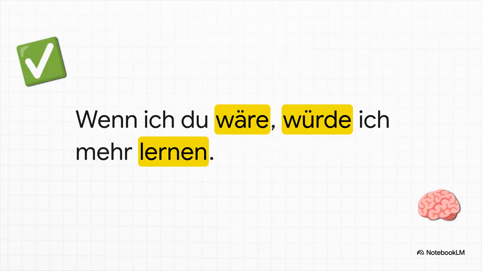And there you have it. Wenn ich du wäre, because sein is a VIP and needs its special form. Würde ich mehr lernen, because lernen is a regular verb, so we use our easy würde trick. And that's really it. You've now got the tools to talk about dreams, wishes, and possibilities. So, what's one thing you would do if you had an extra hour today?